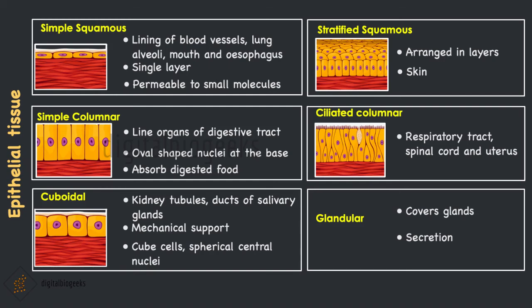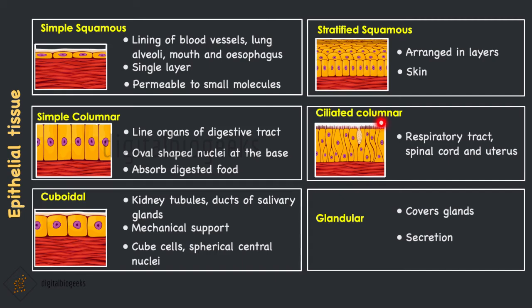Now, simple columnar epithelium. Columnar means pillar-like. The cells are pillar-like cells. It lines most of the organs in the digestive tract, like the stomach, small intestine and large intestine. They have an oval-shaped nucleus. Here you can see the oval-shaped nucleus, and they are located at the basal region. Its function is to absorb the digested food.